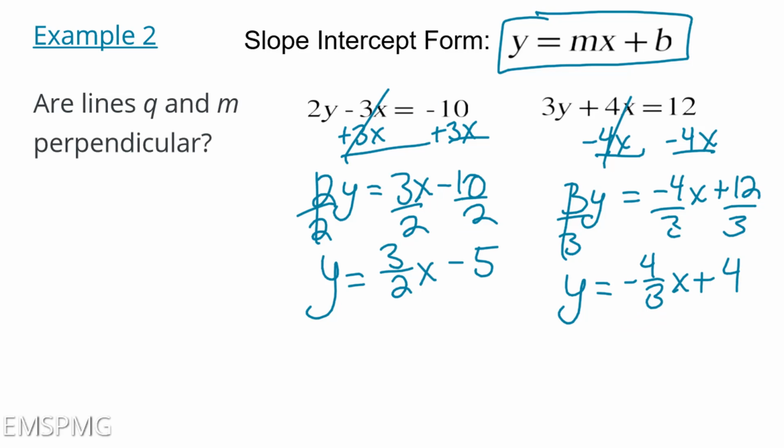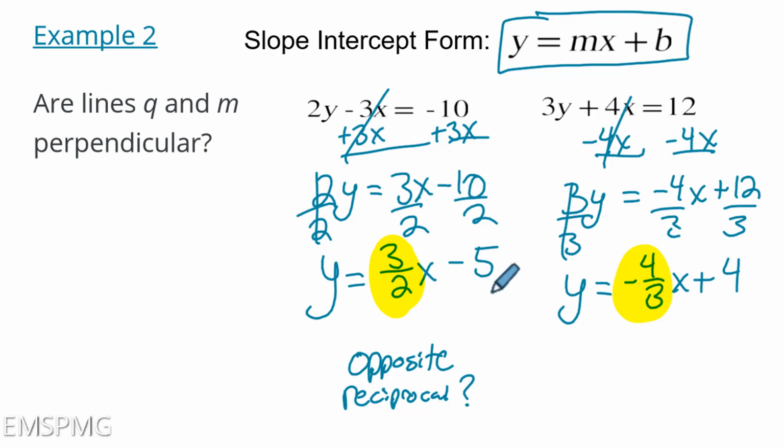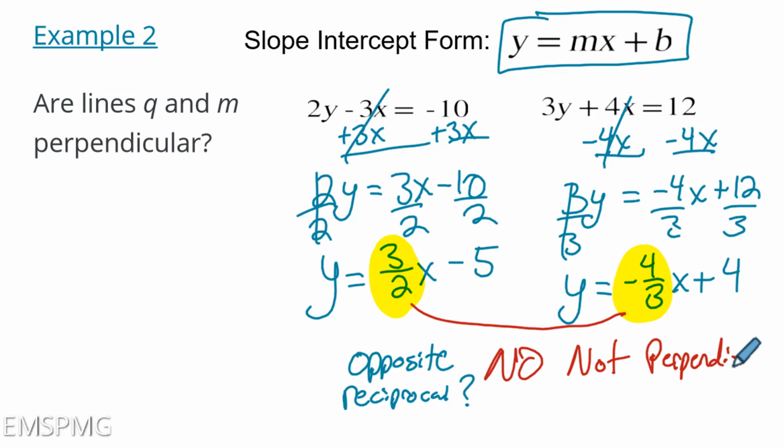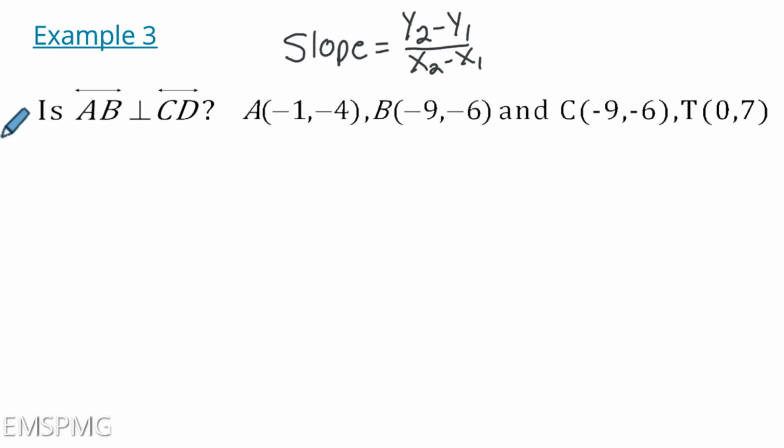Okay, I'm back. So now we need to compare our slopes. We're comparing this slope with this slope, and the question is, are they opposite reciprocal? Let's see, opposite reciprocal. And the answer is no. So these are not opposite reciprocal, so they're not perpendicular. Cool. So that is it for that one, I got one more.